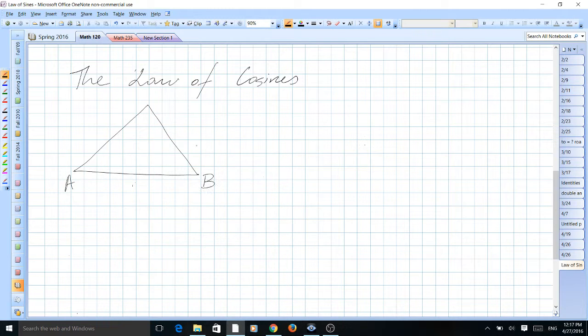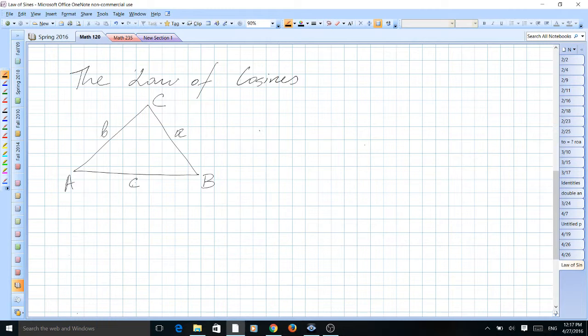This is a lecture on law of cosines. I'm going to start with a regular looking triangle. I'll label this as A, B, C, capital letters. Side that's opposite of angle A is little a. Side that's opposite angle B is little b. Side that's opposite angle C is little c.